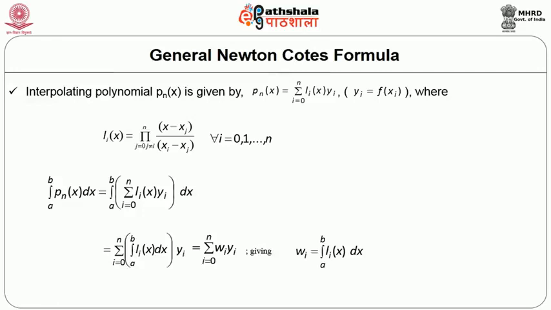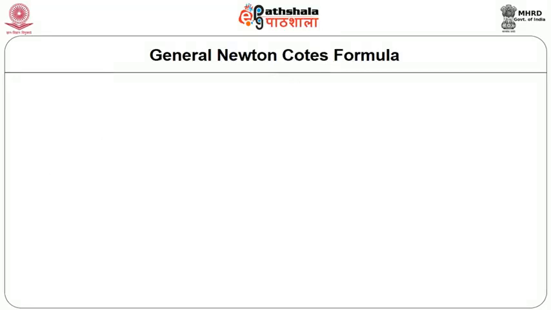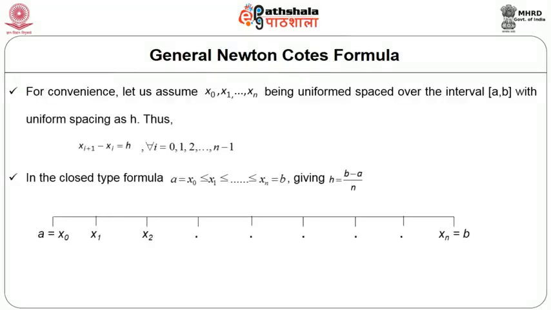So we need to now derive the integral a to b Li(x) dx. Let us focus on integral of a to b Li(x) dx. For convenience, let us assume that these points x0, x1, x2, xn are uniformly spaced, and so the distance between any two consecutive xi's is h. So xi minus x(i minus 1) is equal to h.